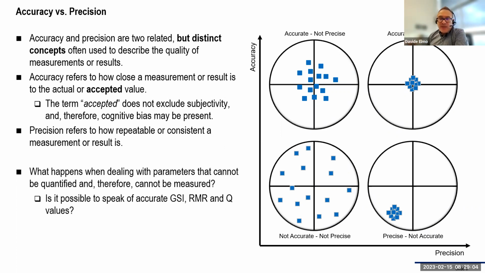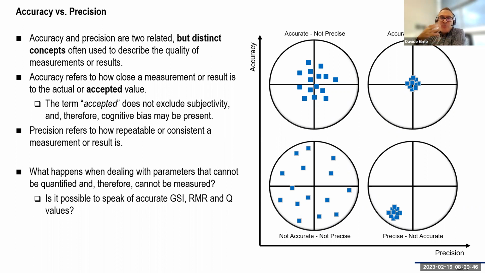But what happens when dealing with parameters that cannot be quantified and therefore cannot be measured? Is it possible to speak of accuracy for, for example, the geological strength index, rock mass rating, or Q values? All of these are classification systems used for design purposes in rock engineering. In our story, the brave alchemist says that we determine a precise assessment of rock mass quality. However, no matter how close the assessments of rock mass quality are to each other, no alchemist can claim the estimate to be accurate. So let's look at an example of why we cannot have an accurate measurement, in inverted commas, of some of the parameters we use in engineering design, and particularly in rock engineering design.